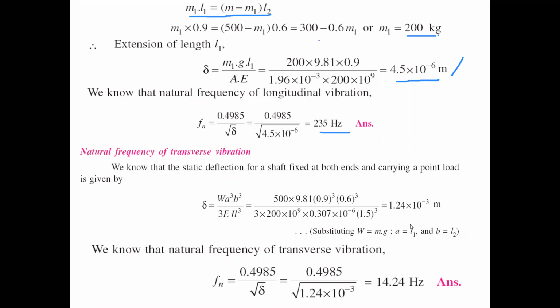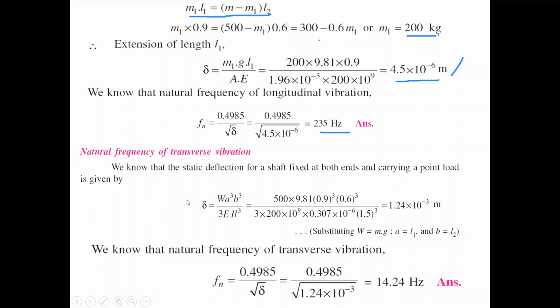Now we find the natural frequency for transverse vibration. What we found earlier was the natural frequency for longitudinal vibration, using the WL by AE formula. But from the transverse vibration point of view, we consider the type of beam. It is a fixed beam with both ends fixed, and the shaft is carrying some load.